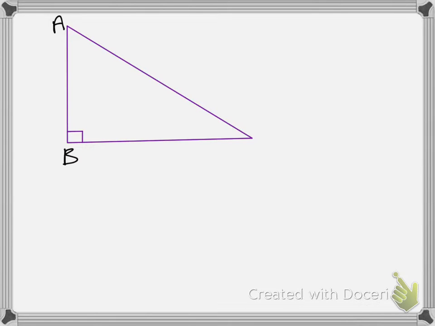So if we have a right-angled triangle ABC, where our right angle is at B, we can name the sides AB, BC, and AC, or we can label them with small letters, where the side small letter c is made by the angle C, the side small letter a is made by the angle A, and the side small letter b is made by the 90-degree angle B.